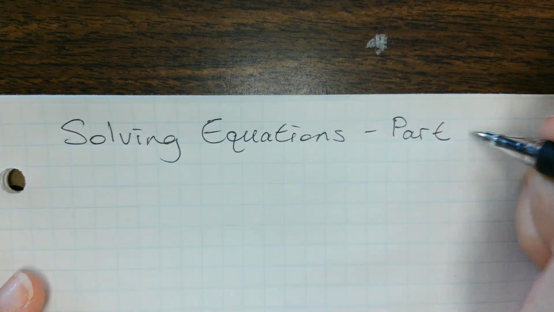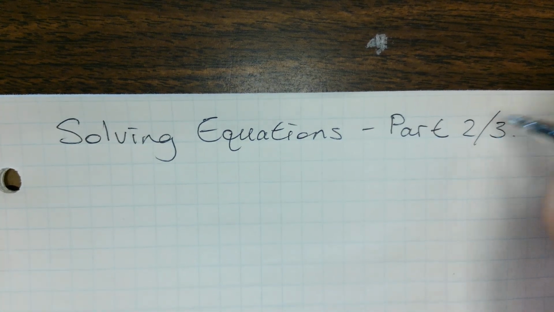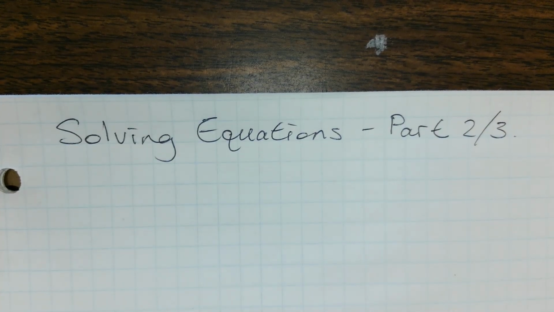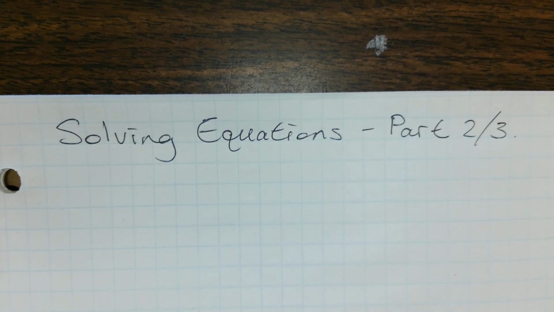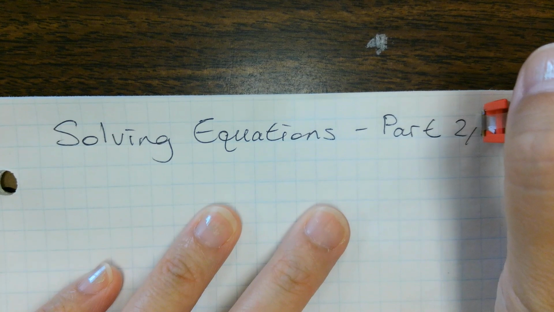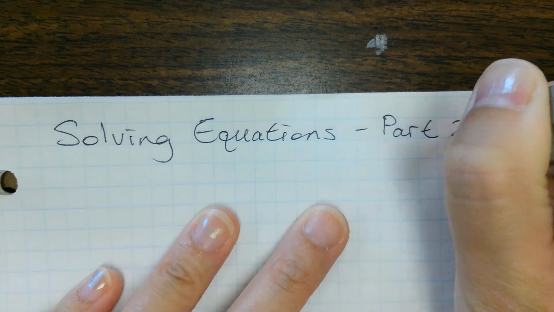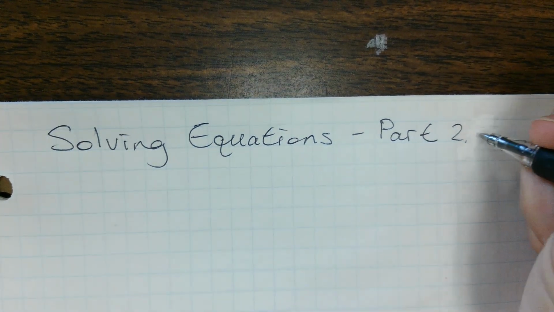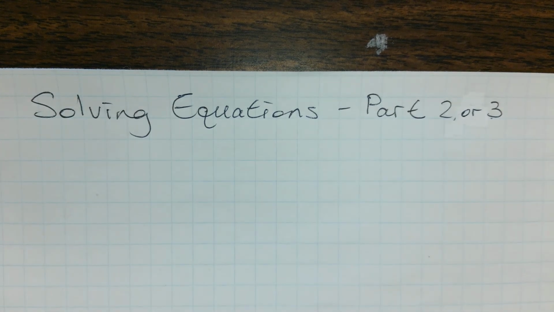On Brightspace, it's going to say part 2, but on here, technically, we are on part 3 because I broke the last part into another part. So on Brightspace it's part 2, but for us in class it's actually part 3.